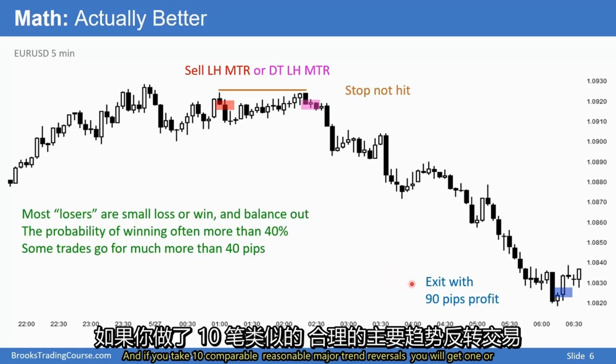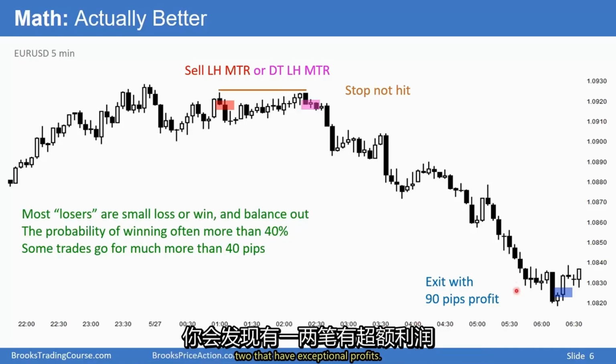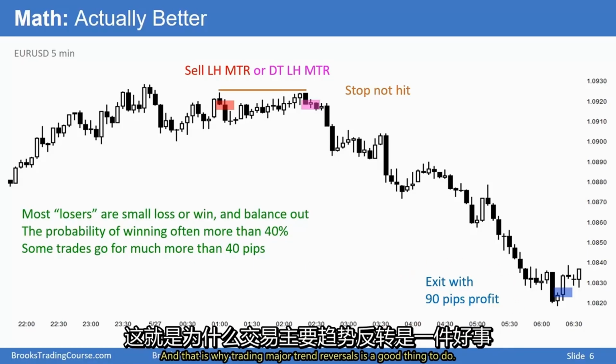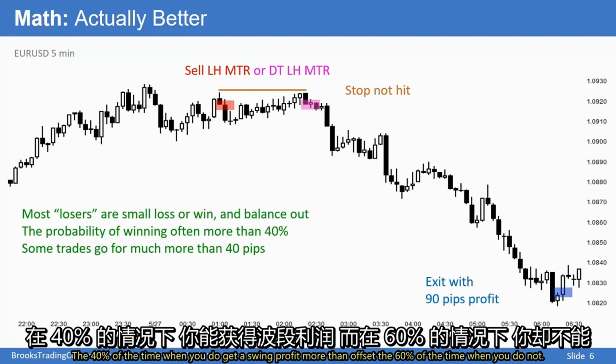And if you take 10 comparable, reasonable major trend reversals, you will get 1 or 2 that have exceptional profits. And that is why trading major trend reversals is a good thing to do. The 40% of the time when you do get a swing profit more than offset the 60% of the time when you do not.